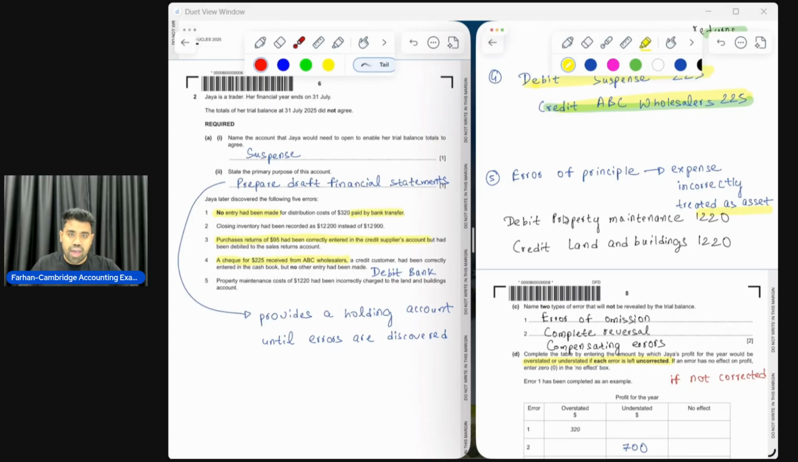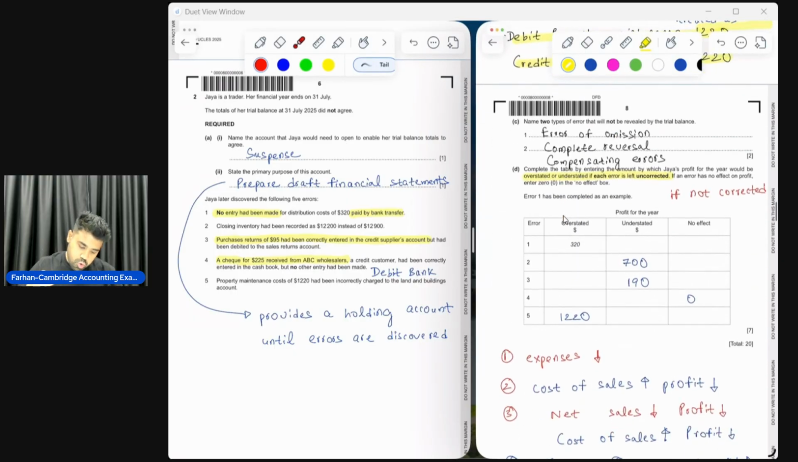So when we reduce assets, we credit the land and buildings $1,220, which is the asset and cost account in itself, and simultaneously we debit the expense incurred account of property maintenance, which is $1,220. And as we have discussed many times before in previous lessons, all expenses are to be debited when they increase and by default as well. Okay. Now let's see what's the next question.